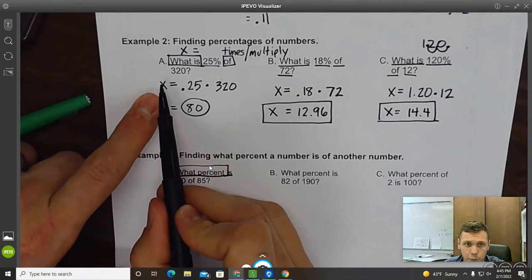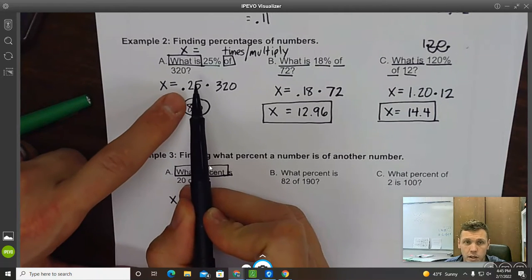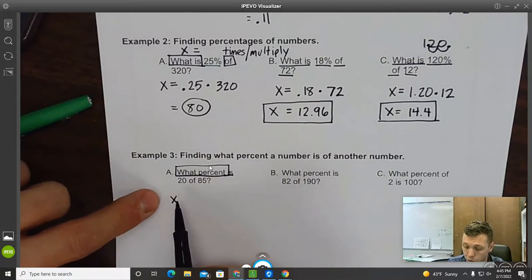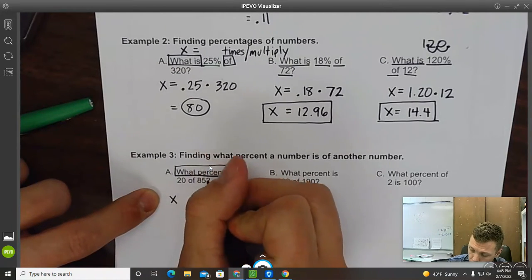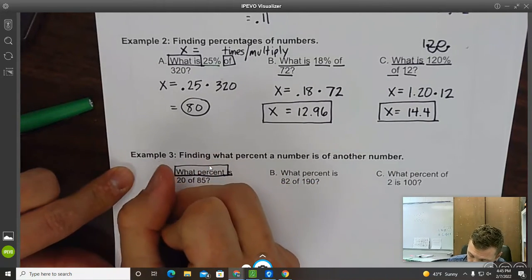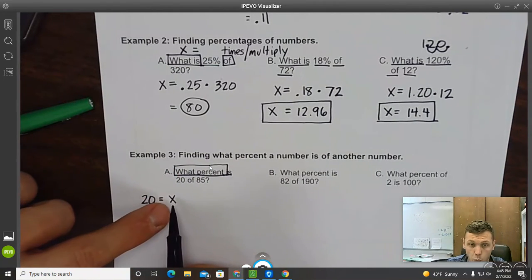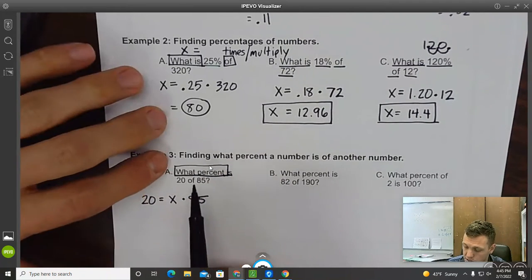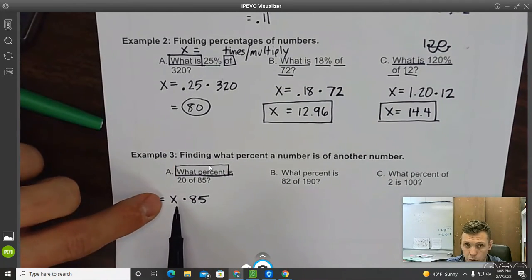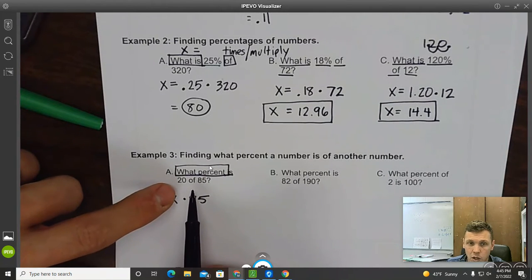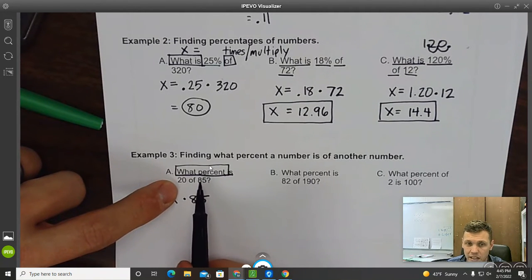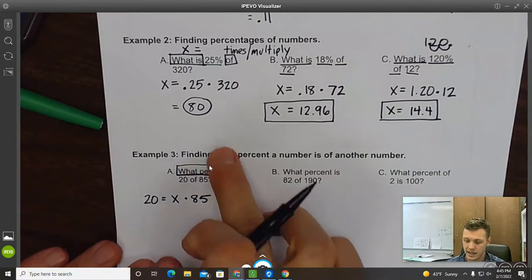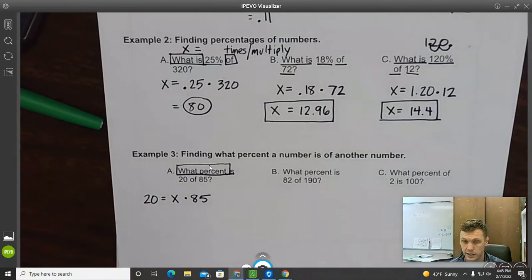Up here, you see how we did x equals the percent times the number? This time we are looking for the percent. So we are looking to figure out that 20 is what percent of 85. When it says what percent is, we are missing the percent. We multiply that by the 85, and then that result is 20. So we have to mix it up.